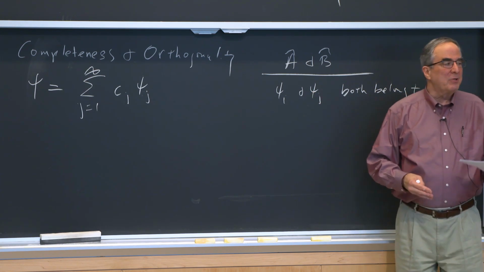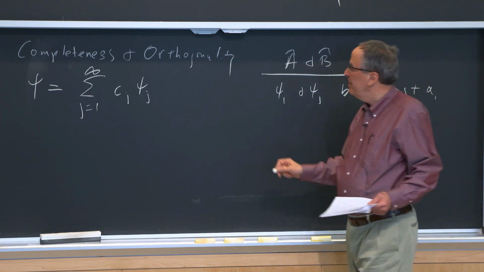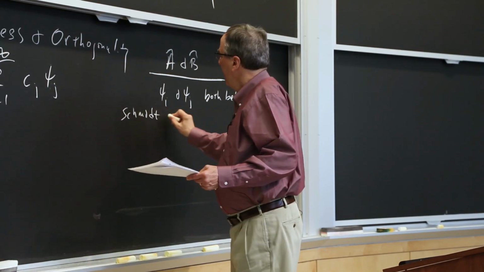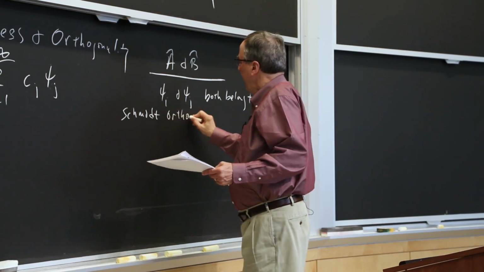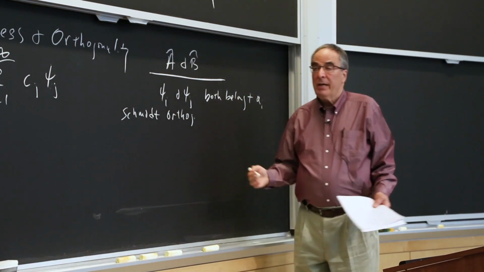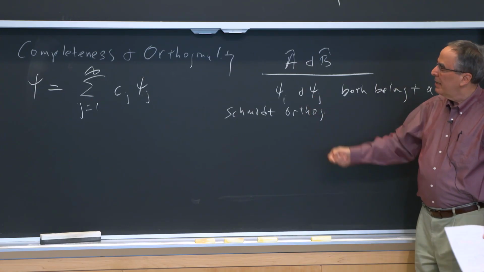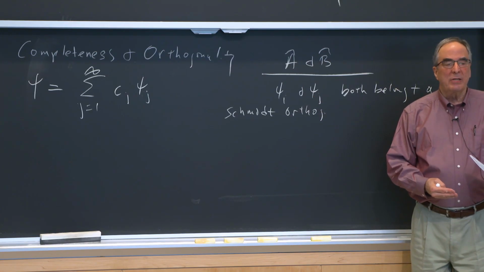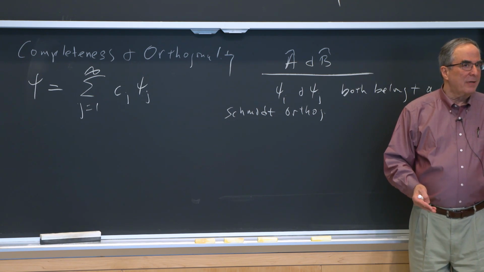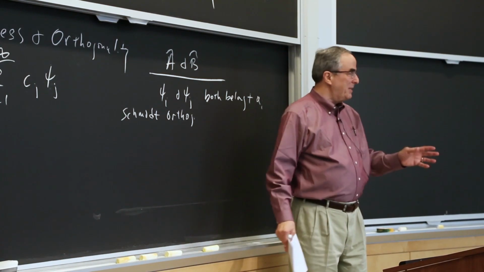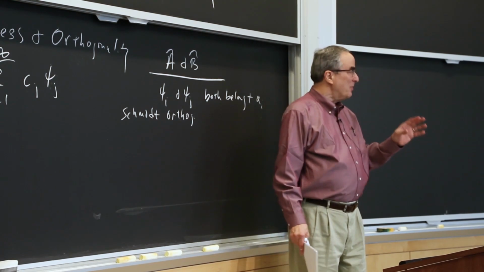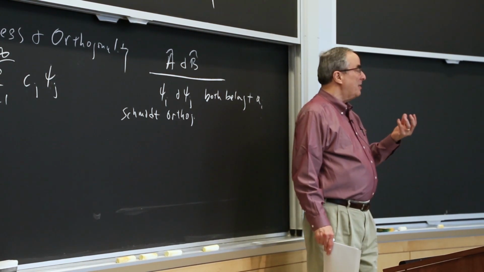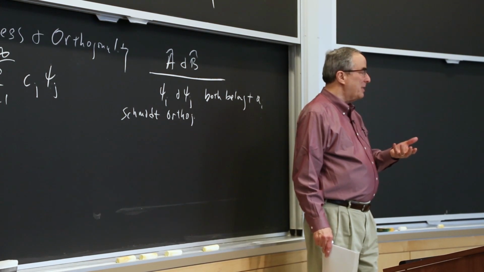So there is a handy-dandy procedure called Schmidt orthogonalization. This says take any two functions and let us construct an orthogonal pair. This is amazingly useful when you're trying to understand a problem using a complete orthonormal basis set.